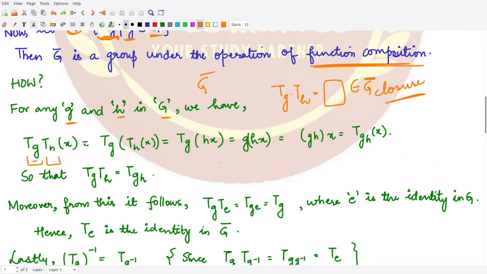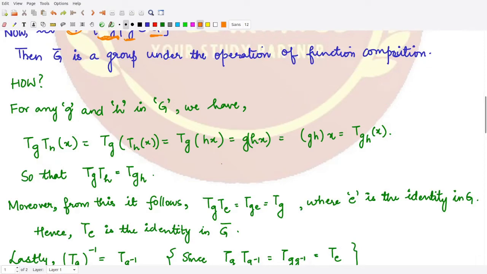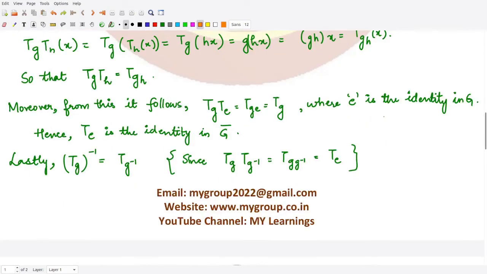Next, let us see the identity for the group G bar. What is the identity here? For that, let's take small e as the identity in the group capital G. Then we take some element T_g and the element T_e, and we compose both of them together, so that we would have T_ge, like this.